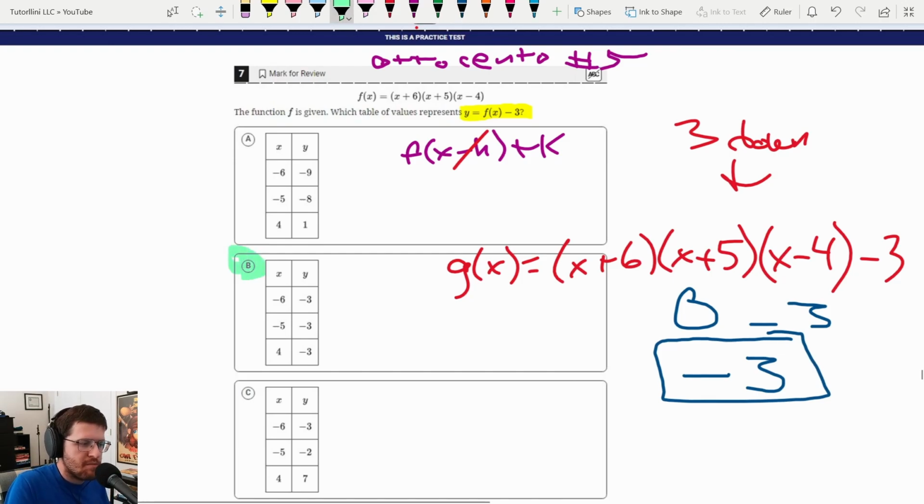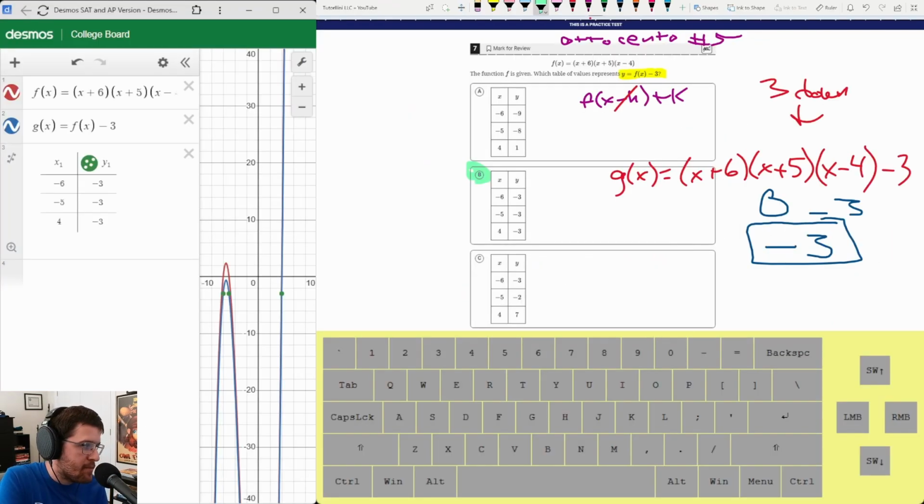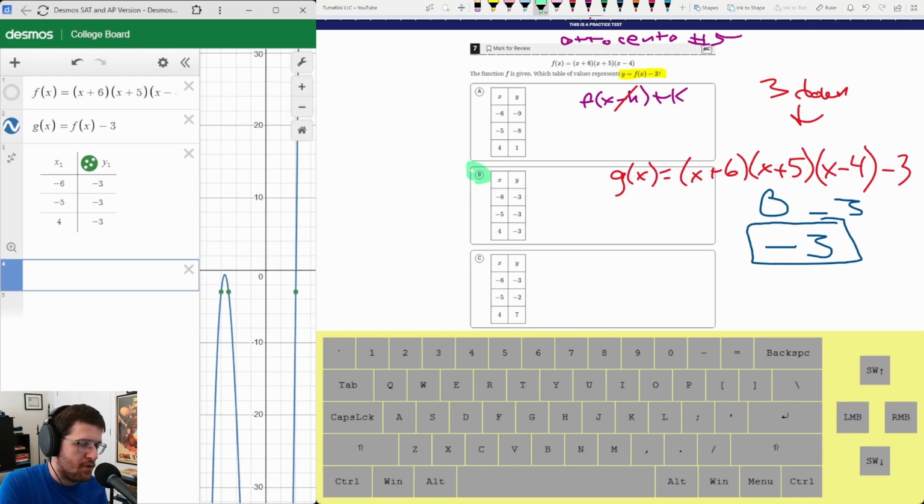We could also just check this by graphing it on Desmos. So let's go do that. Okay, guys, so I just typed in the original function. Then I typed in g of x, or y, equals f of x minus 3. And then I made a table by clicking the plus and then clicking table. And then I just typed in the points for the answer choice. If I hide the original function, we don't care about that. We see that all 3 of the points in answer choice B are on the function.